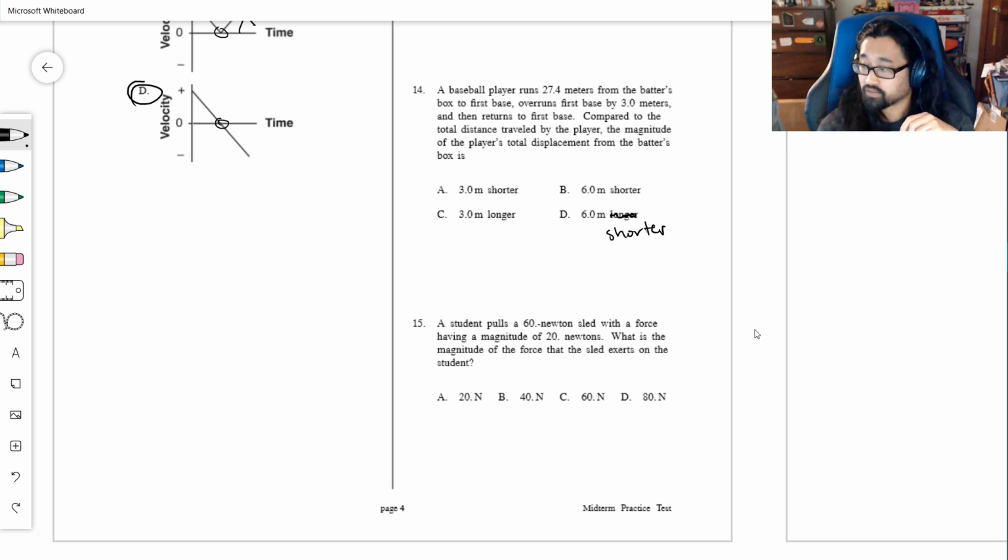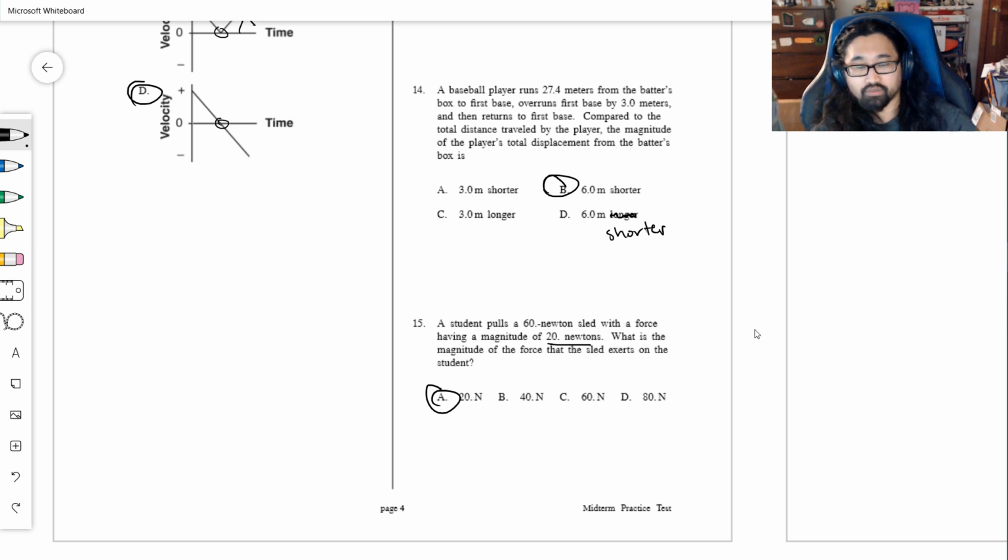So it is 6 meters shorter. It was supposed to be choice B. Some people chose choice D because that was also correct, but I ended up giving that point. Number 15, you should be really sick of seeing questions like number 15. Pulling a 60 Newton sled with a force of 20 newtons. So the sled is going to pull back with 20 newtons of force.